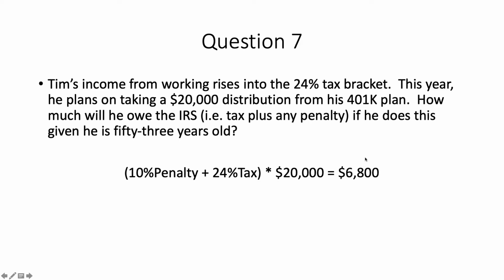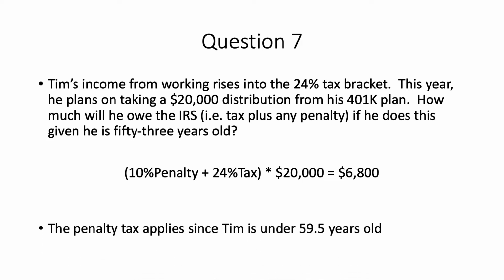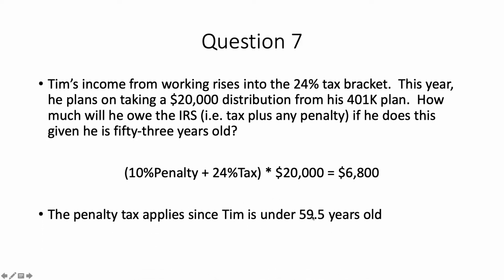It's always possible he could be at the top of the 24% tax bracket, but let's not confuse it. We'll just say he's well within the 24% bracket. The extra 20,000 doesn't kick him into the next one. The tax penalty applies since Tim is under 59 and a half years old.